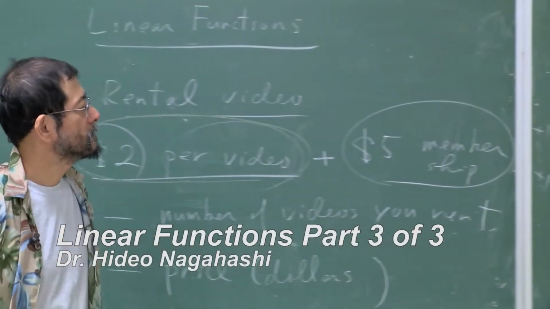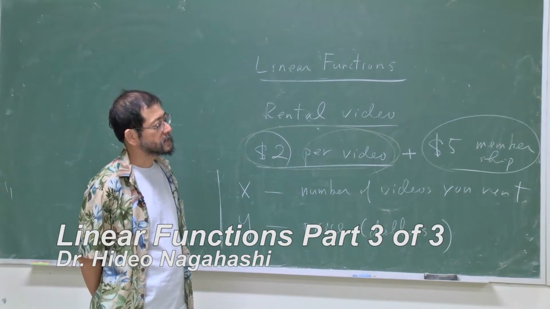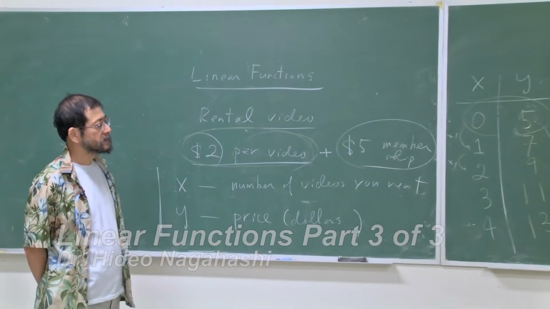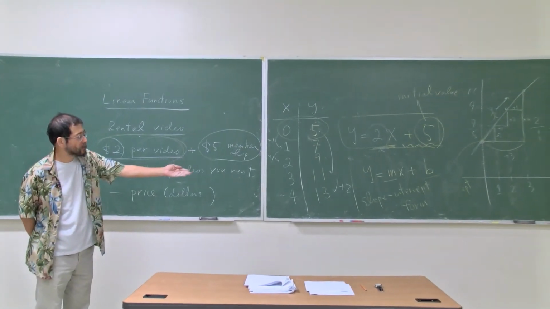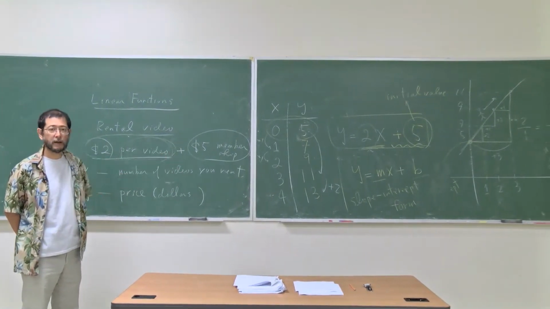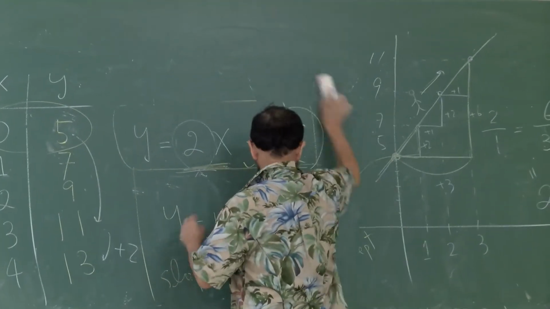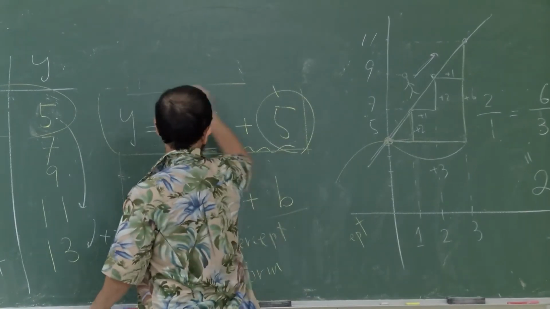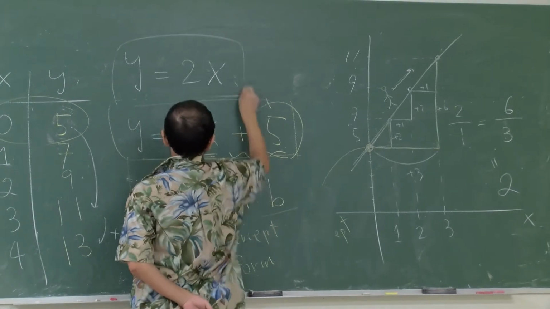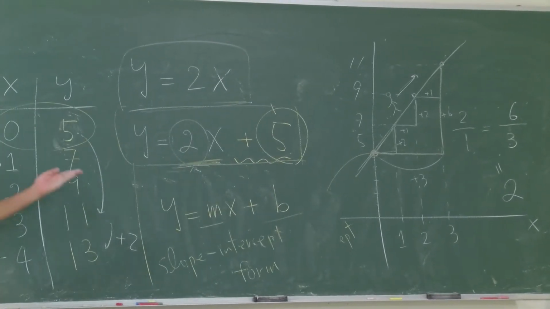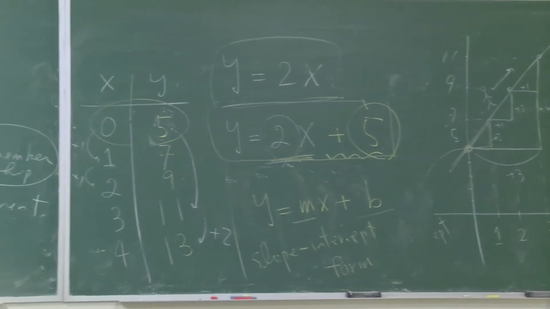Okay, so we started from the simplest case, y is equal to 2x, proportionality, and then now we got the slope-intercept form by adding 5. Okay. So first y equals 2x, then next y equals 2x plus 5, and then I want to introduce another form for the linear function.